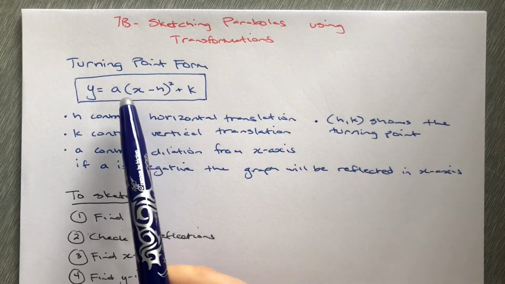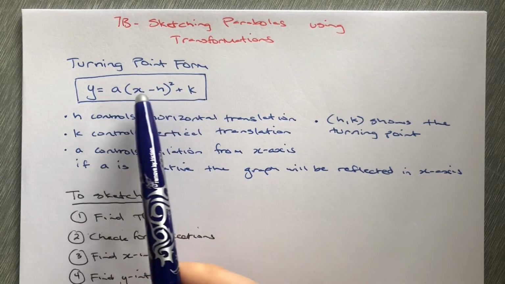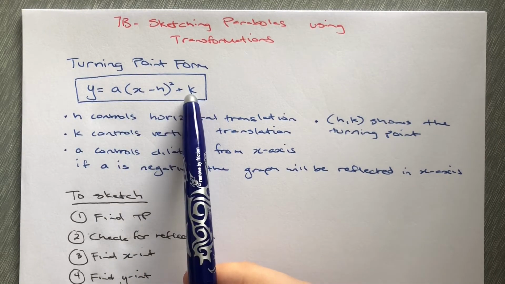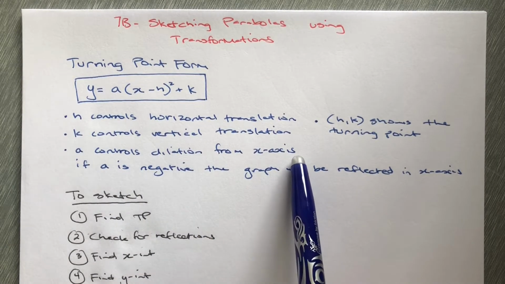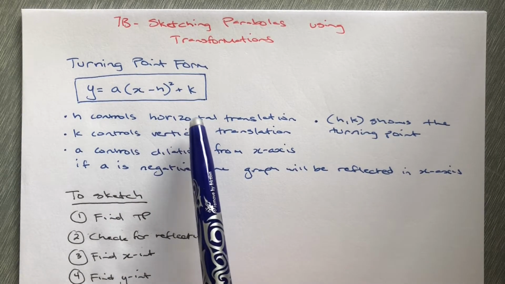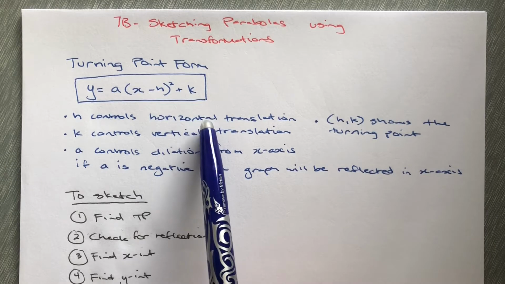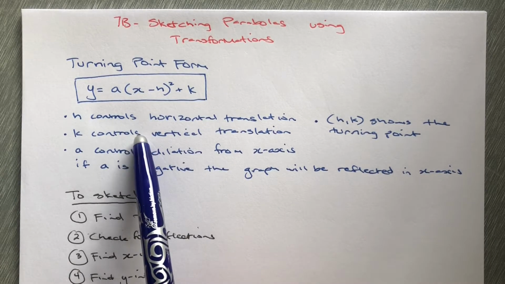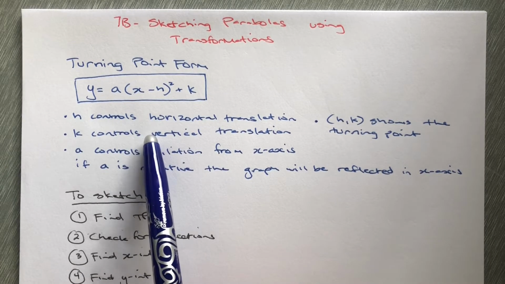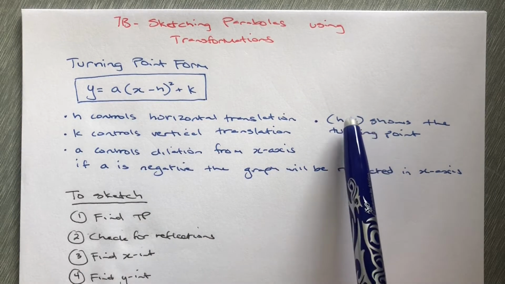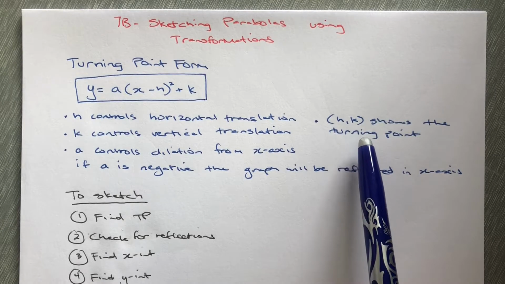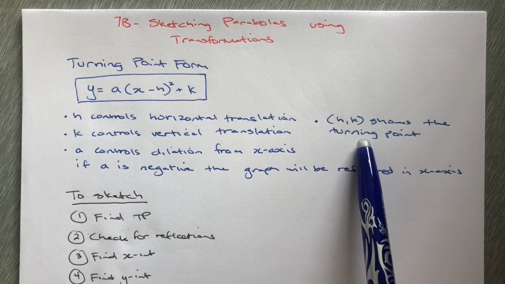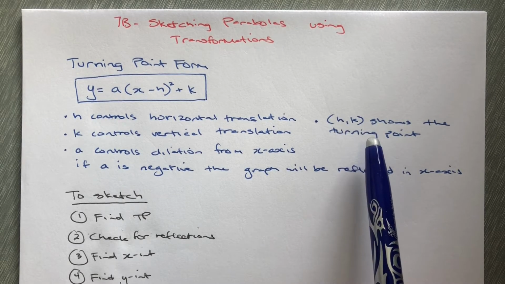So you'll see that I've put lots of different letters in here, a, h, and k. That might seem a little bit confusing, but what I've got written underneath is what they actually do. h controls horizontal translation, so that means whether it's moving left or right. k controls whether it's moving up or down. But the main thing you need to really look at is if you put h, k in brackets like this as a coordinate, it shows you where the turning point is. Okay, so that's going to be key to what we're doing soon.